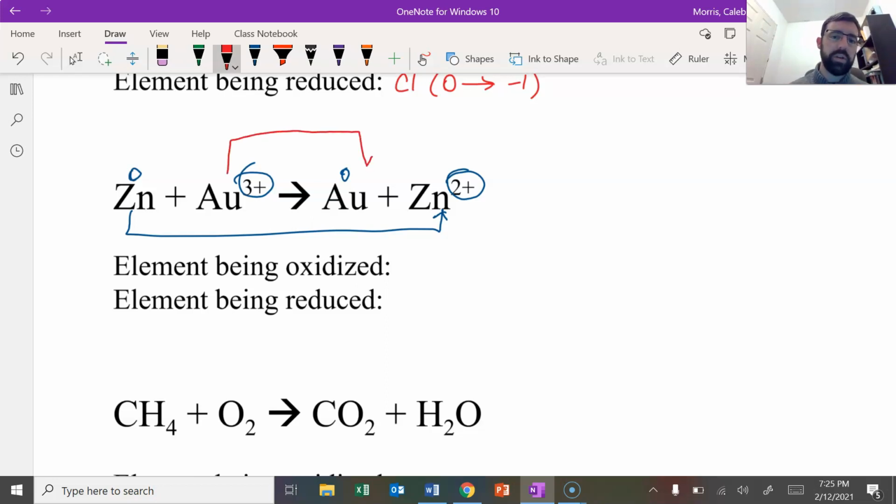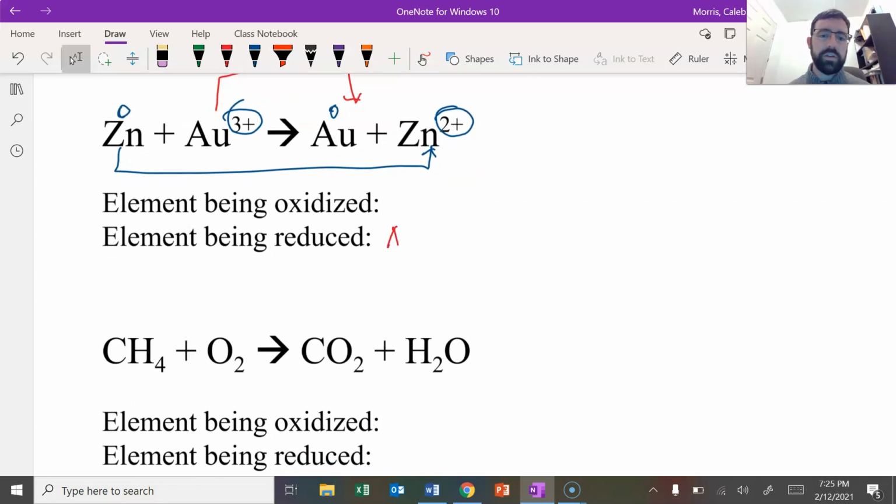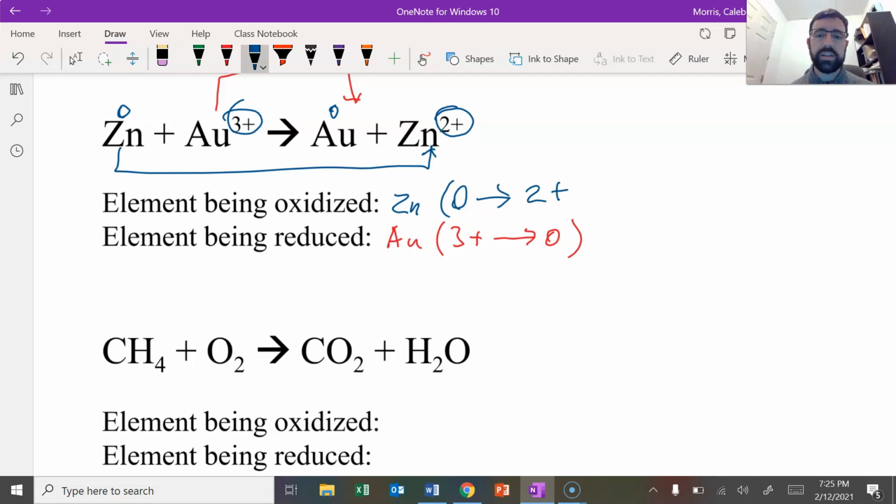Think about your number line. Is it becoming more positive or more negative? All right, so our reduction is Au 3+. Au went from 3+ to 0. And our oxidation was zinc going from 0 to 2+. Next one.